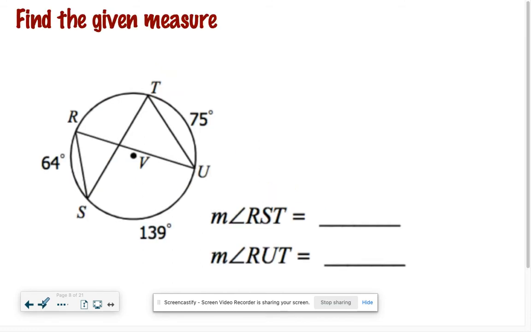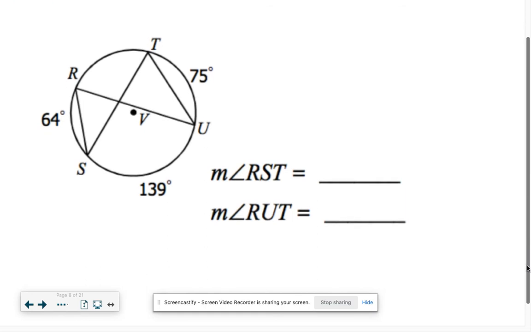Next. Oh boy, a lot going on in this one. Let's check her out. Okay, let's see here. We are looking for the measure of angle RST. Let's trace it out: R to S to T.